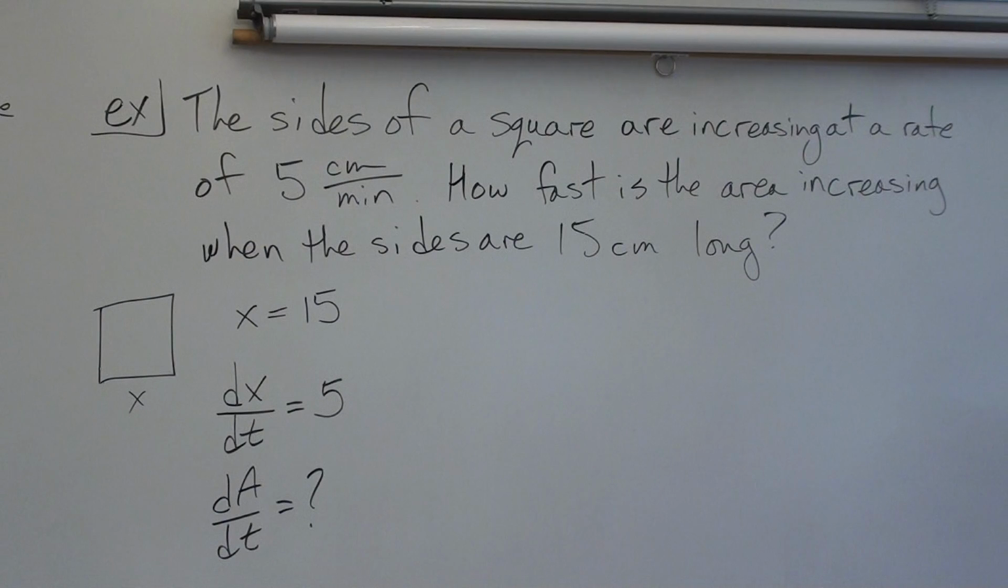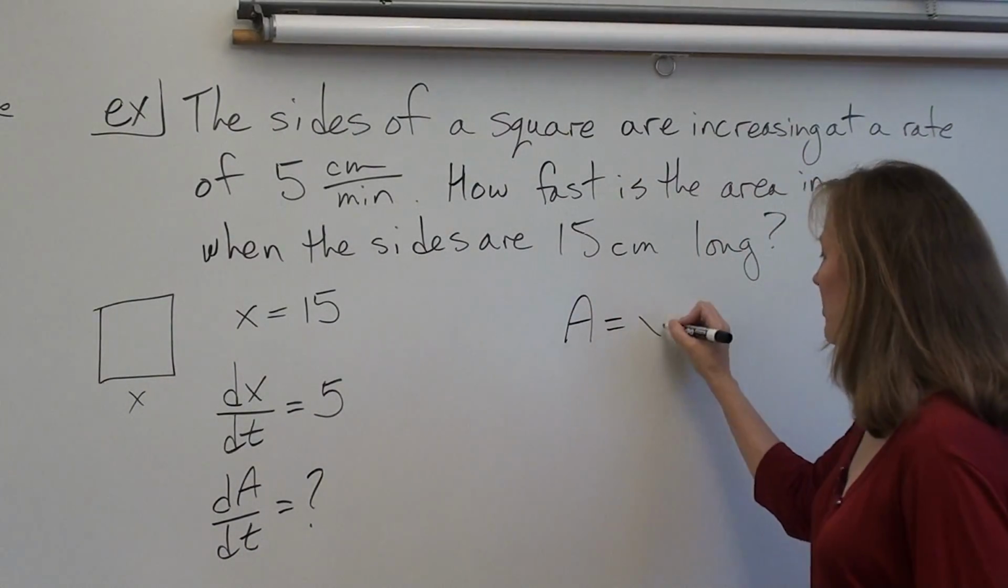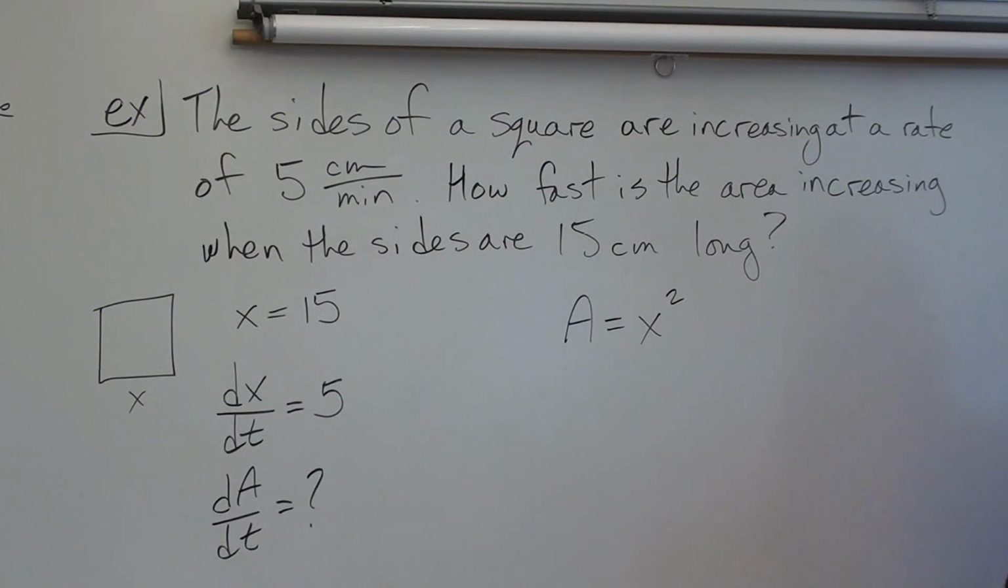Now we have to write an equation that relates the variables. Can anyone tell me an equation that relates, now note that t is never going to be in these equations, but we need an equation that relates A and x. x times x, right? Yeah, area equals x squared. Is everyone okay with that? It's a square, right? So you need an equation that relates the variables. It's usually going to be geometry. Not always, but often. So area equals x squared.